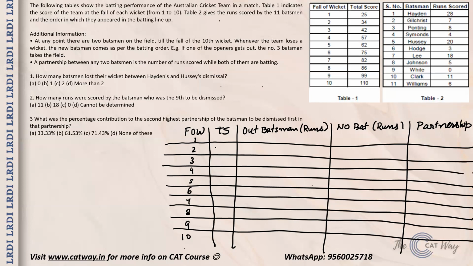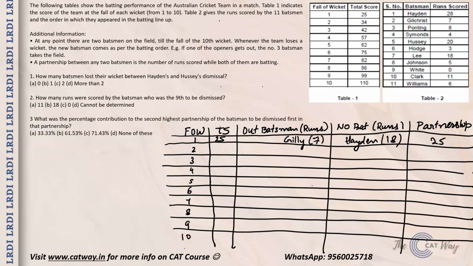So when the first wicket fell down, the score was 25 and the batsman who got out cannot be Hayden, right? So the batsman who got out is Gilly, Gilchrist. Now the runs that he scored at that point was 7. That means out of 25, 7 was scored by Gilchrist. So the remaining runs were scored by Hayden, and that means Hayden had scored 18 runs by that time. And the partnership they did was of 25.